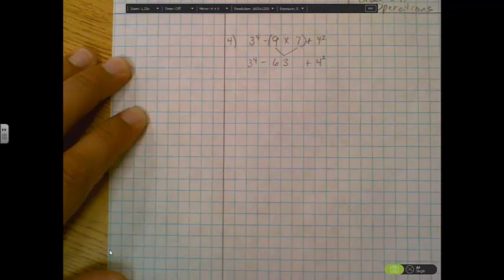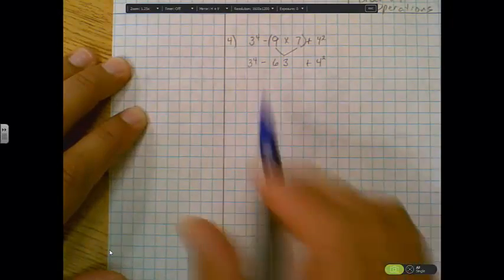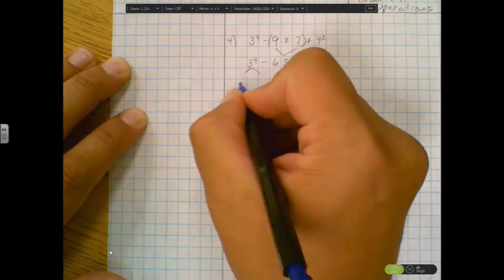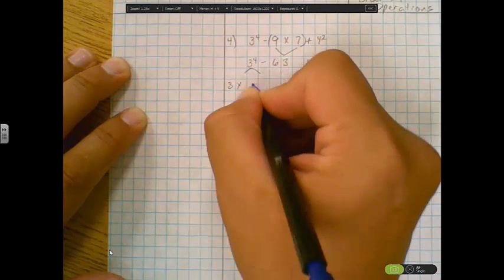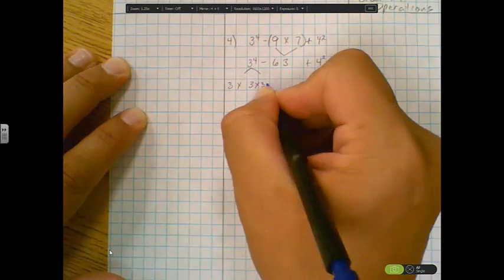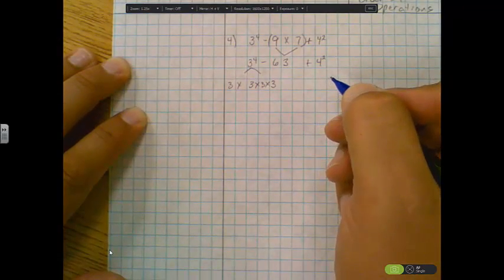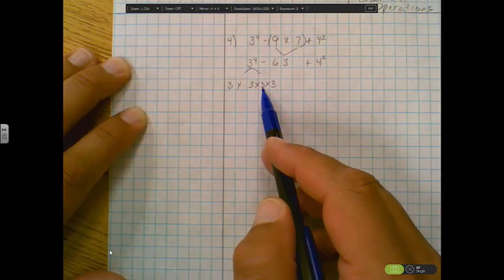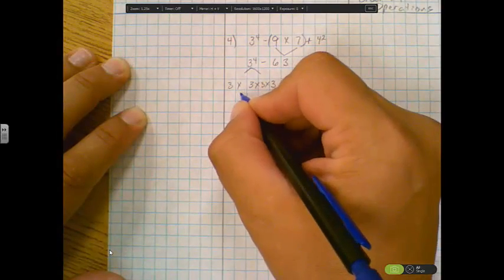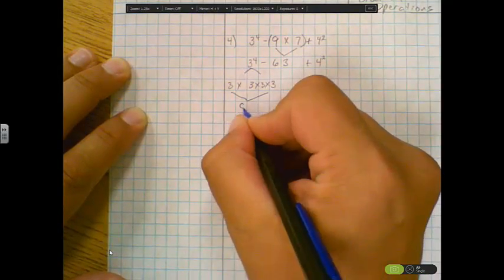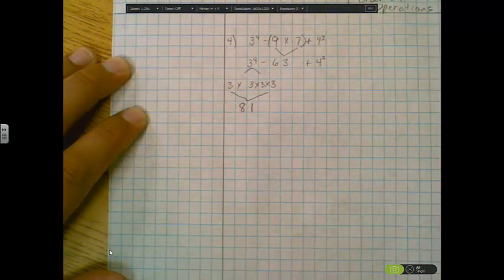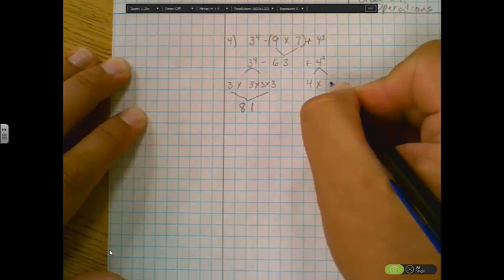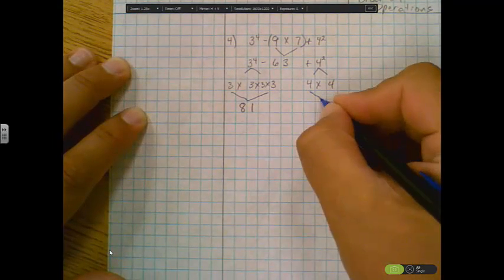The next thing we do is exponents, and we see that we have two sets of exponents. So we'll start on the left. We have 3 to the 4th power, and we're going to split that up, and that's going to look like 3 times 3 times 3 times 3. And when we do that, 3 times 3 is 9. 9 times 3 is 27. 27 times 3 is 81. Our second exponent is 4 to the 2nd power, so that's the same thing as 4 times 4. 4 times 4 is 16.